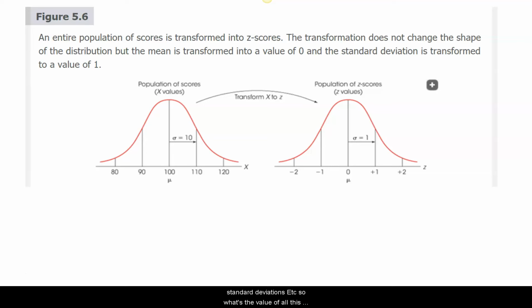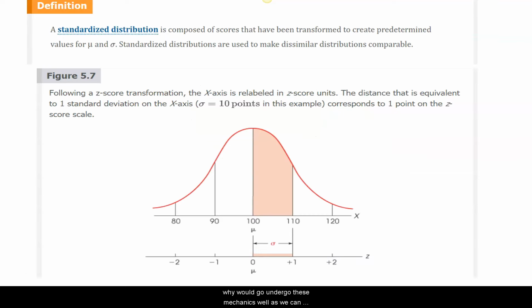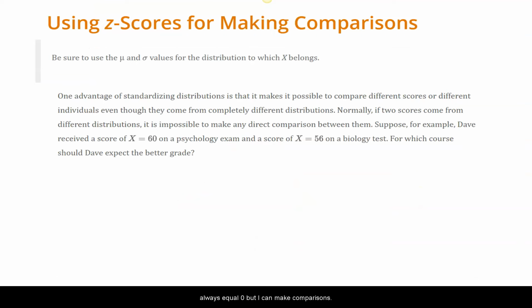So what's the value of all this? Why would we undergo these mechanics? Well, as we can see again, a standardized distribution is composed of scores that have been transformed to make it easy. So I've got this easy to relate graph here. It's just really quite cakey. I've transformed everything into z-scores, and of course, as we've talked about, the sum of the scores will always equal 0. But I can make comparisons. Walk with me on this example. One advantage of standardizing distributions is that it makes it possible to compare different scores for different individuals.